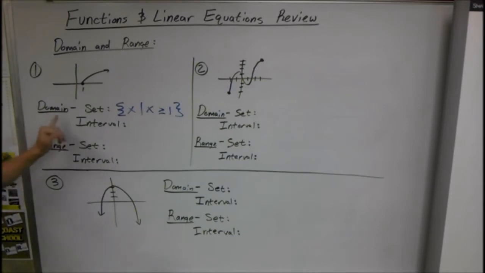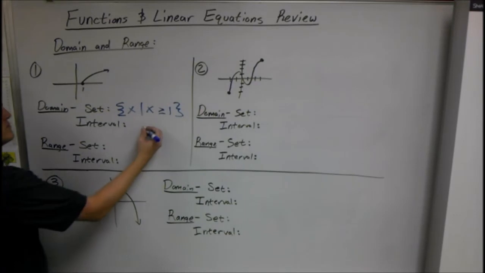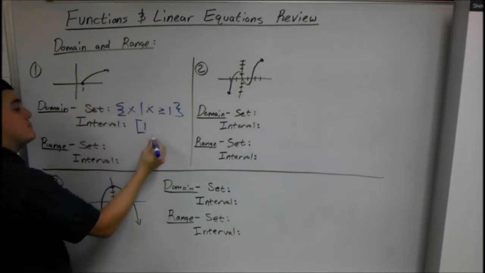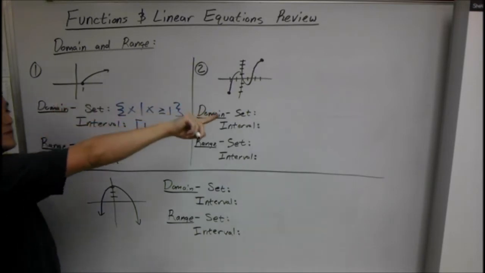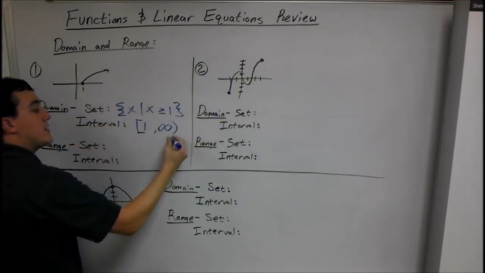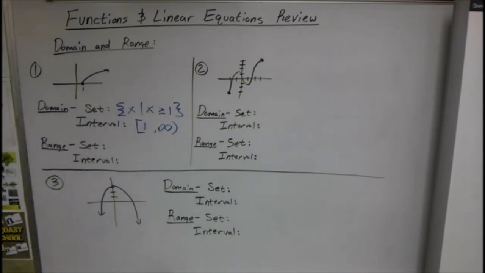For interval notation, it's a little bit different. We're starting at 1, and since it's closed, we use a bracket, and it goes to forever and ever that way, which we call infinity. And infinity we never close with a bracket, we just use a parenthesis.